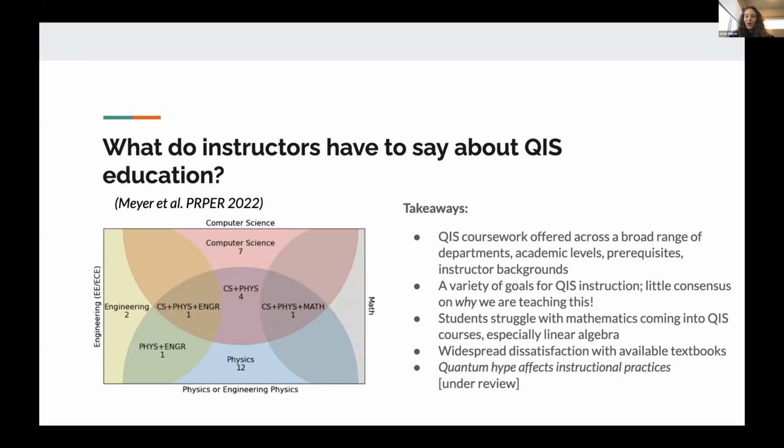And finally, we have a paper under review looking at specifically a theme we didn't really ask about, but kept coming up, which was that quantum hype itself affects how instructional practices have to take place. And this can be good or bad. It's often bringing students in, but it's also creating a whole list of naive conceptions based on media coverage that are not rooted in science.